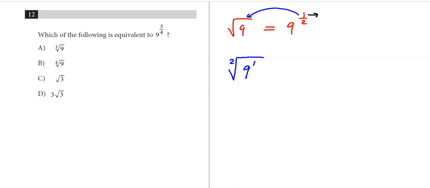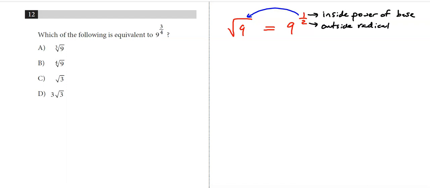So this top number here is the inside power of your base, which the base in this problem is 9. And then the 2 is outside the radical, or outside the square root. So top's inside the radical, bottom's outside the radical. There's a lot of things going on in this problem, but that's a key basic fact that you need to have. All right, so let's get after this.